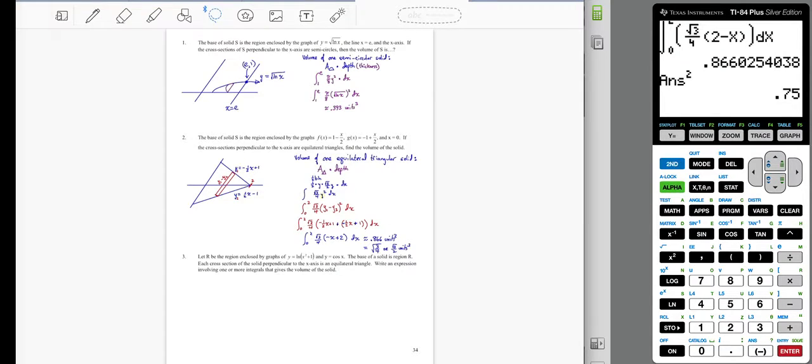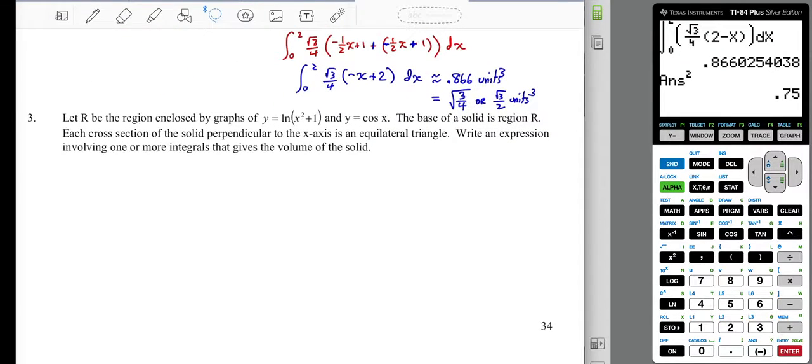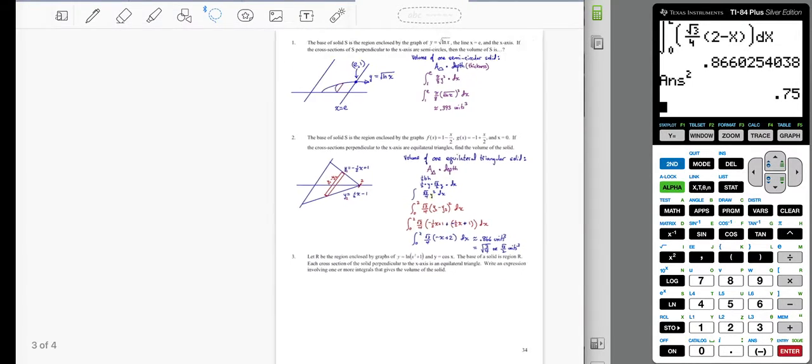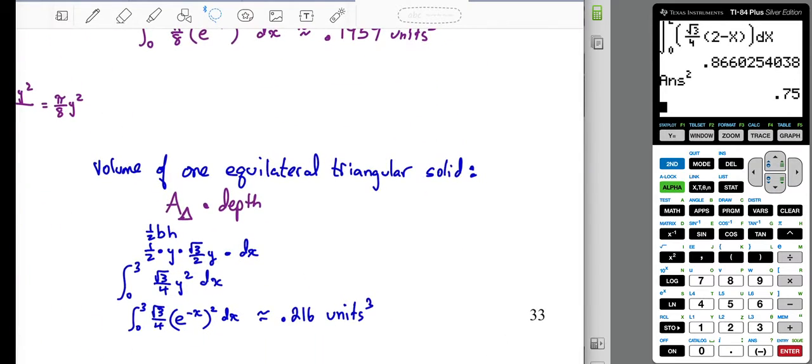So looking at number 3, we have this natural log, we get this cosine function, and we have a solid whose cross sections are going to be perpendicular to the x-axis, but equilateral triangles. All right, so I'm going to steal the information from the previous page. All right, so let's get this information.